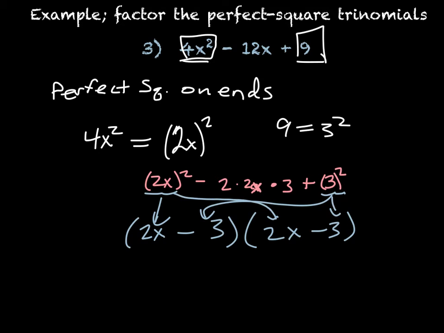And then just write it twice. So my final answer is 2x minus 3 quantity squared.